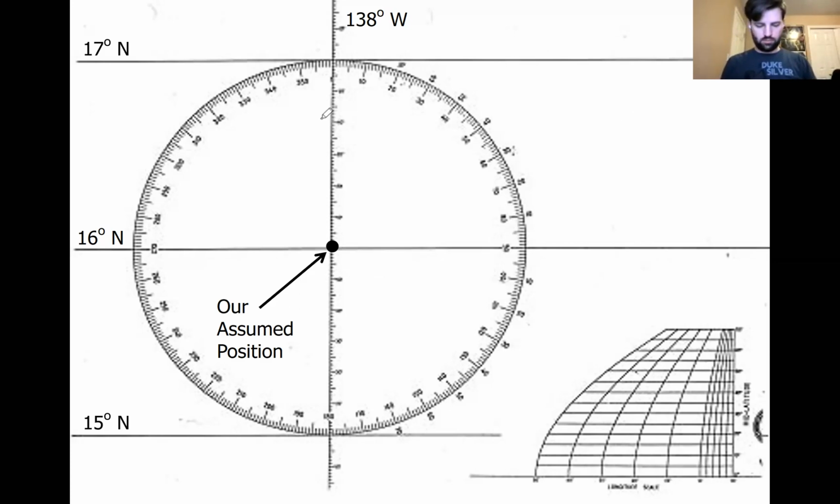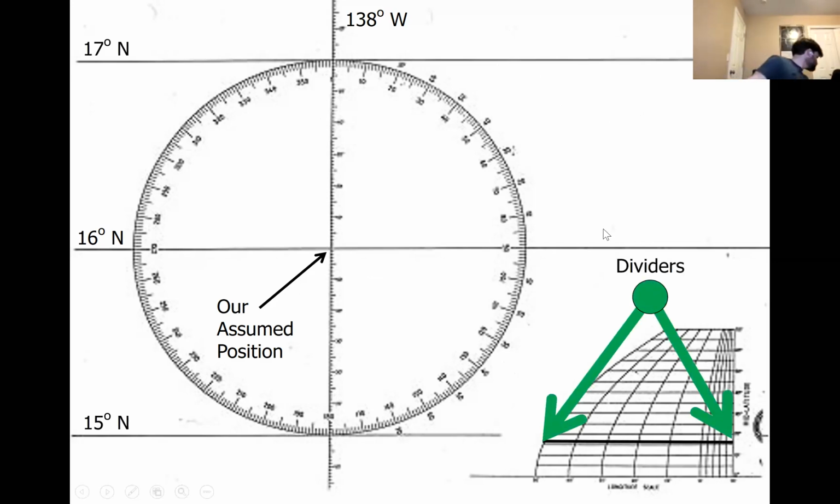So what do you do if you're not at the equator? You guys know that the further north or south you go from the equator, the closer together the lines become. So we're going to use this nifty little design that you see in the lower right of the screen to tell us how far apart to draw the vertical lines on our chart.